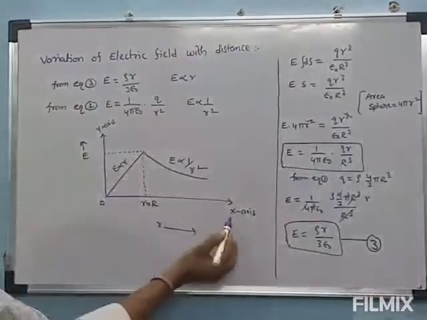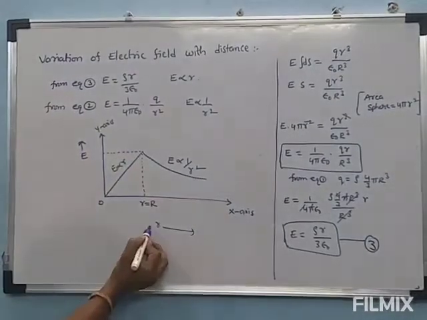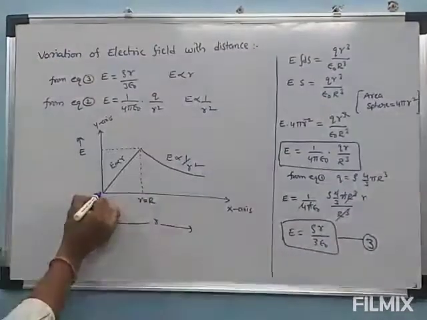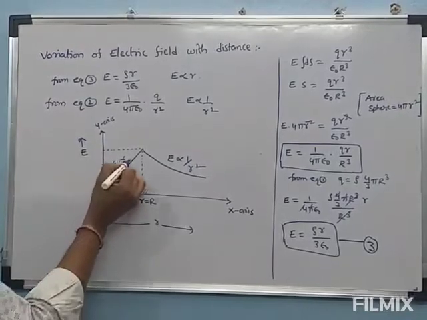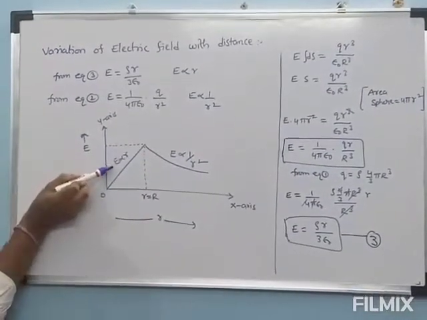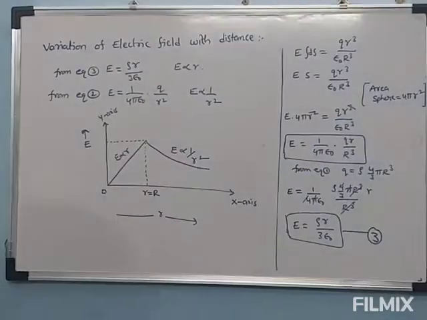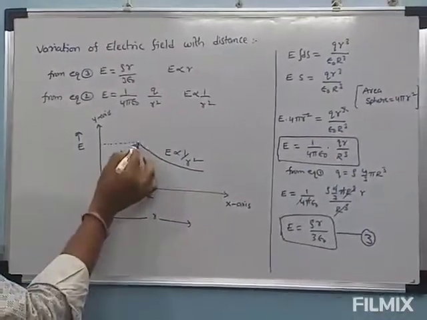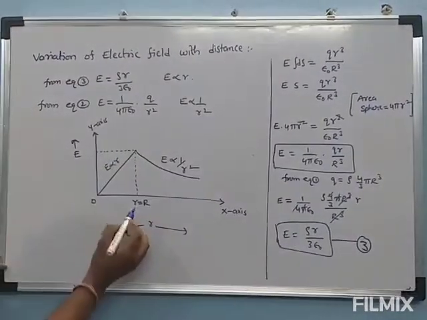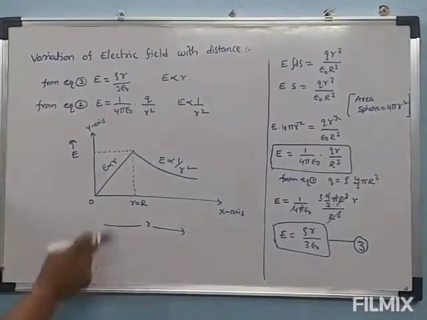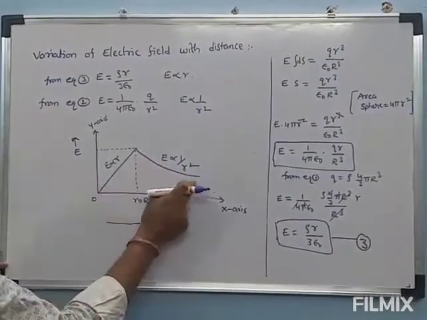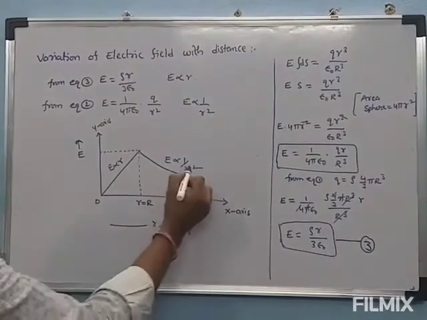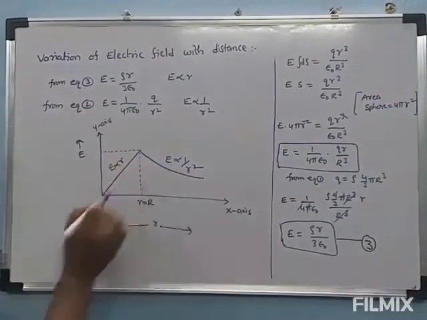Now we can draw the graph, x-axis and y-axis. On the x-axis we take the distance, on the y-axis we take the electric field. Then we draw the graph from the origin as a straight line, because the electric field is directly proportional to the distance. That is, as the distance increases, the electric field increases up to the maximum. The maximum is reached when small r is equal to capital R. After that, the graph decreases, because the electric field is inversely proportional to the square of the distance. That's why the graph decreases.